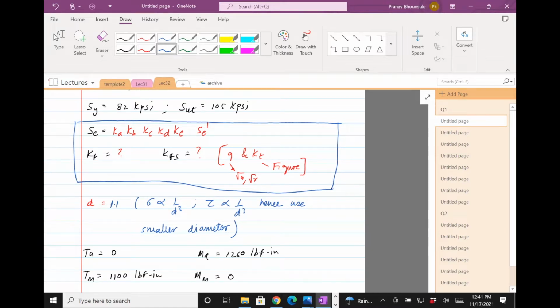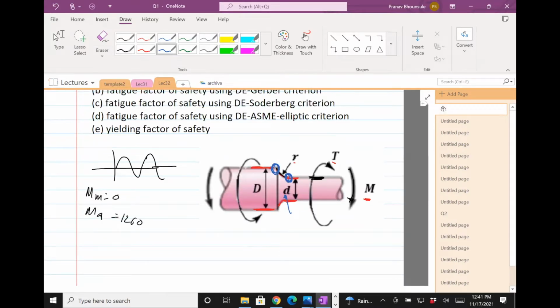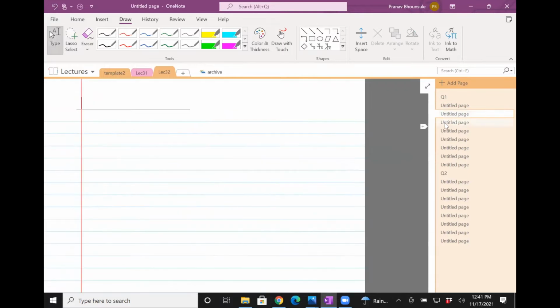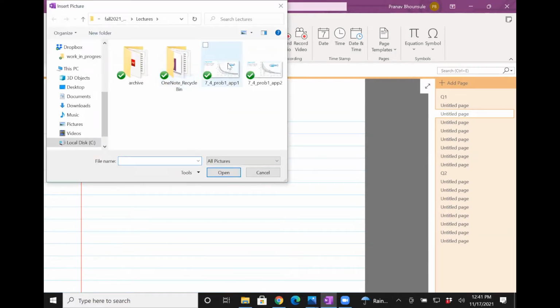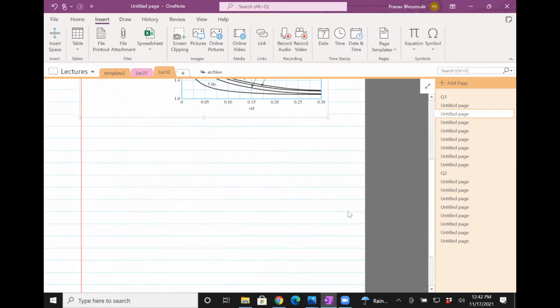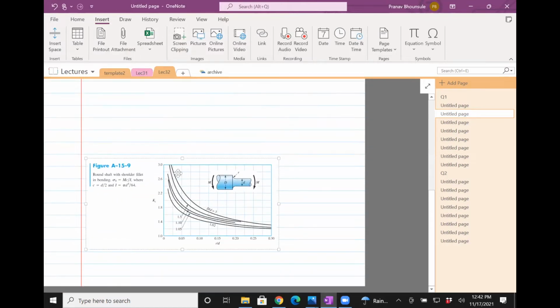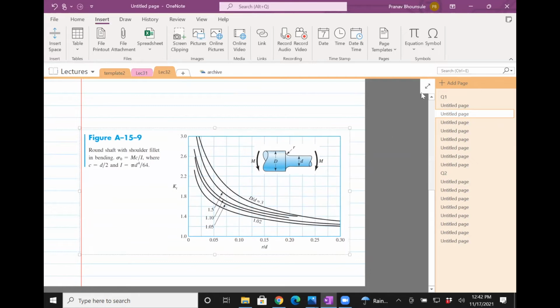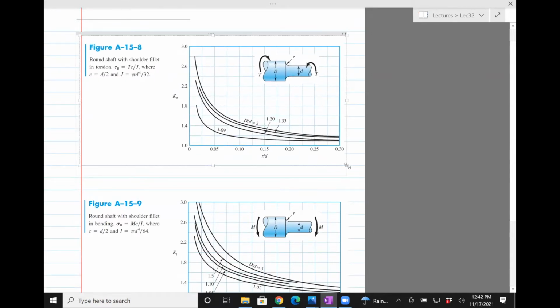Let's start with, I think, the easier ones, KFS and KF. So what we'll do is go to the appendix and find the figure which corresponds to such a geometry subject to moment M, and the same geometry subject to torque, and those both are available in the appendix. I'm just going to pull it from my saved files. Right, that's the one which has a torque. And that's the one which has the moment. Okay, our goal here is to only find out what the stress concentration factor KT is.